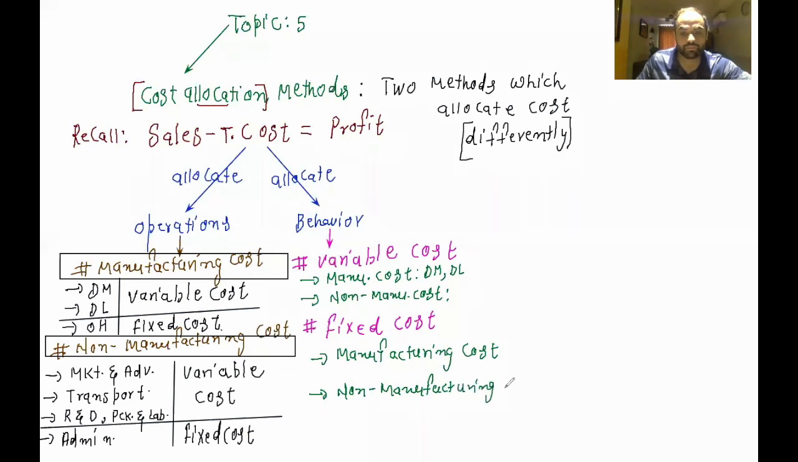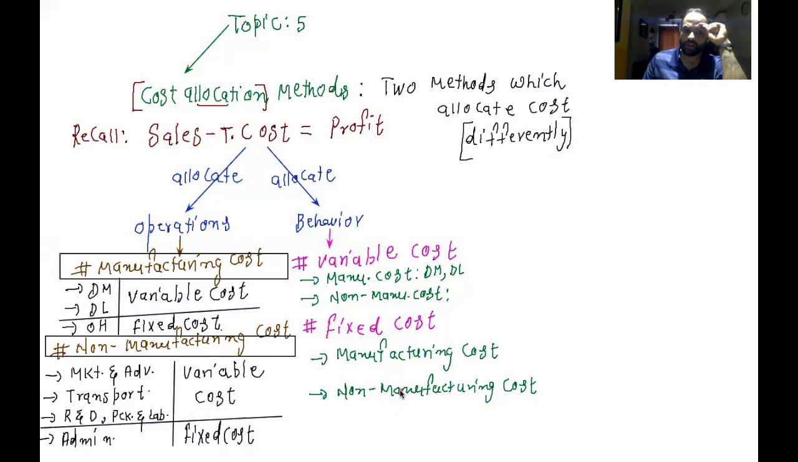Manufacturing cost and non-manufacturing cost. And what could be fixed manufacturing cost? Fixed manufacturing is an overhead. Rent for factory, depreciation for factory, insurance for factory, supervision, which is maybe indirect labor, and you pay them fixed, right? So that's your fixed manufacturing, right?